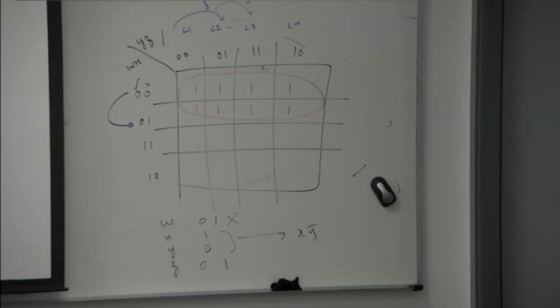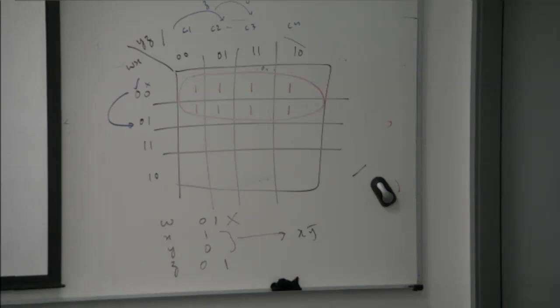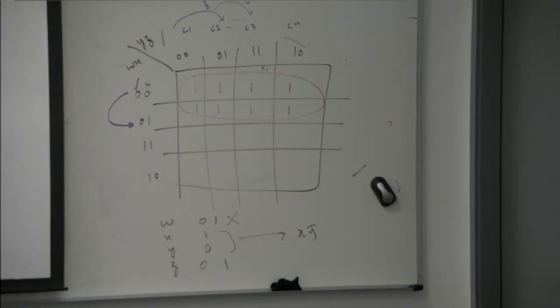X bar. Yes, very good. So can you see here? We go from here to here. What is this? X bar. And we go from here to here. Z bar. Got it? Because Z is 0.